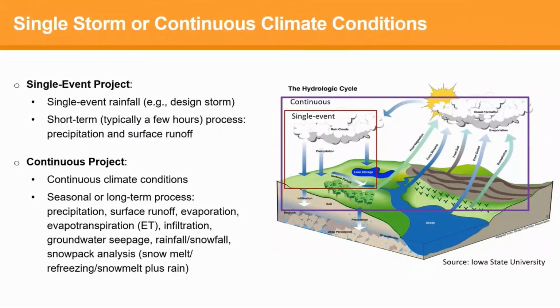First, the single event and continuous climate conditions. They have different scopes. We have mentioned this many times, but I think it is very important for people to think about when they are doing the modeling. A single event project will only consider precipitation, like surface runoff. It won't consider long-term processes like snow melting and groundwater exchange, etc.